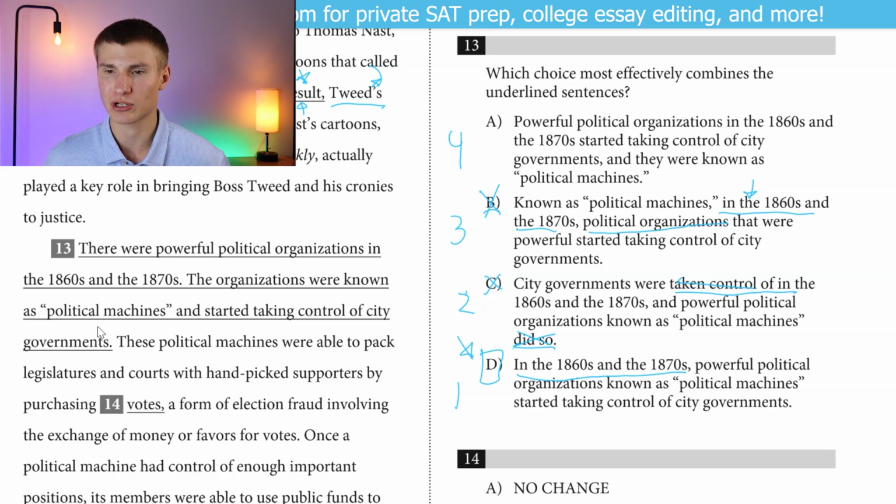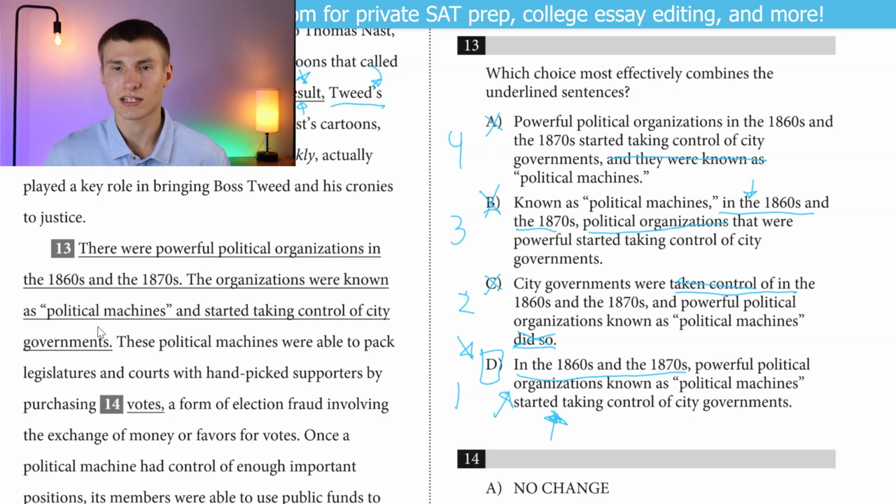Looking at A, powerful political organizations in the 1860s and 70s started taking control of city governments, and they were known as political machines. Okay, and they were known as, that could be taken out, and we can make that more concise like we do in answer choice D. Now, when I say it could be taken out, I'm not saying it could be taken out without changing other things in the sentence, because other things would have to be changed. But if we take a look at answer choice D, we see that it's a much more concise and efficient way of saying what we were saying in these other answer choices.